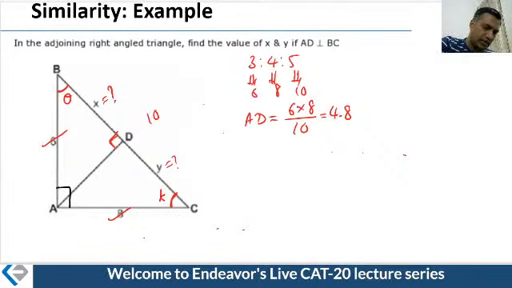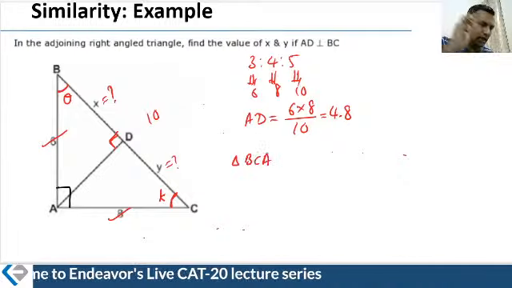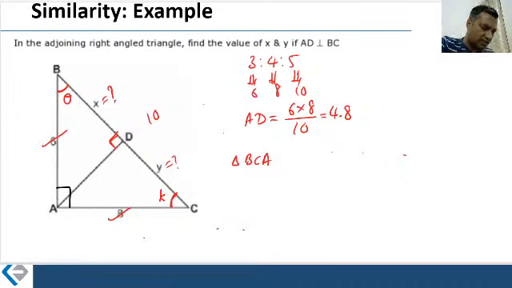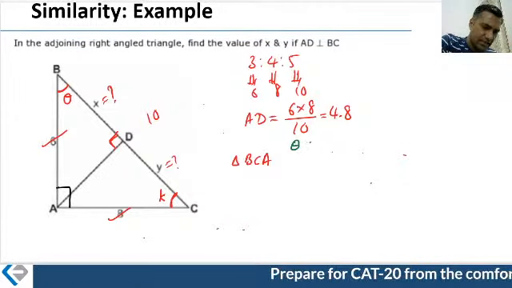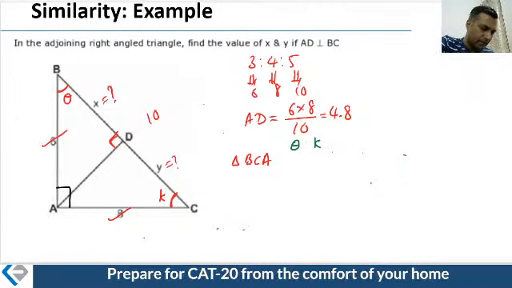Look at the triangle BCA. Just look at the triangle BCA. That's the outer triangle. What are the angles of the triangle BCA, friends? Theta is the angle, K is the angle, and then 90 is the angle.